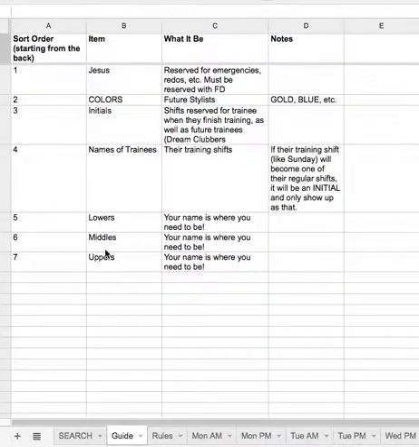So if you go to the guide, it actually explains what these things are, what Jesus is, and this is a sort order right here: 1, 2, 3, 4, 5, 6, 7. The order in which people pop onto the chair layout.